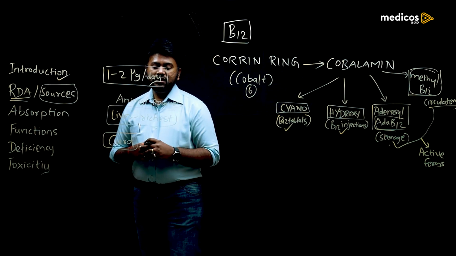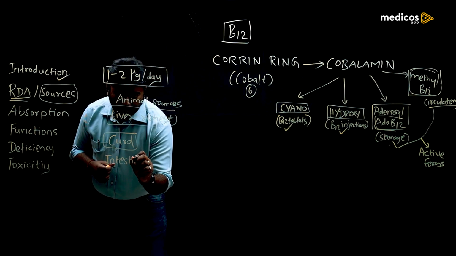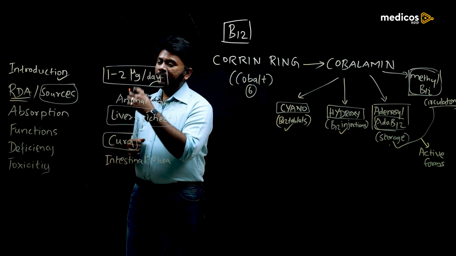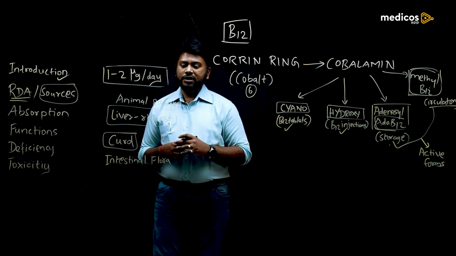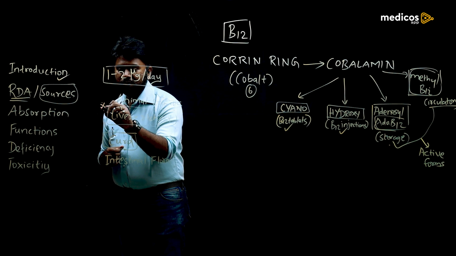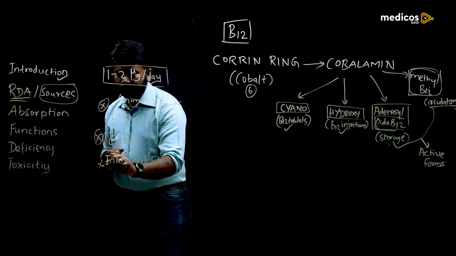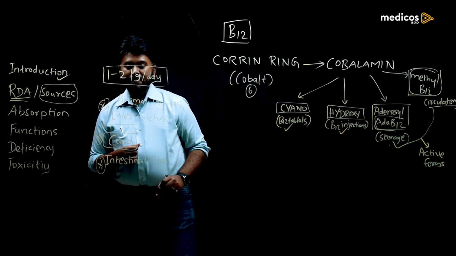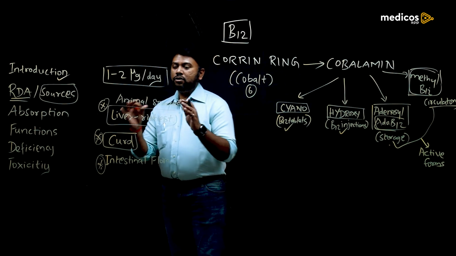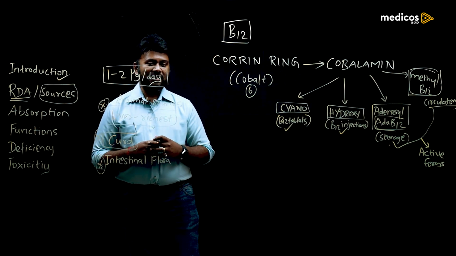Apart from this, the bacteria present in the intestinal flora can also synthesize vitamin B12, and they can add to the daily requirement to some extent. So these are the three different sources for B12. It is rich in animal sources, and vegetarians can get it only from curd or from the intestinal flora. Now, when you consume all these things, how is it absorbed in our body? We will discuss next.